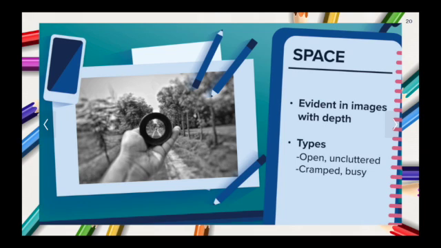Space is evident in images with depth. Different types of space include open and uncluttered or cramped and busy space.